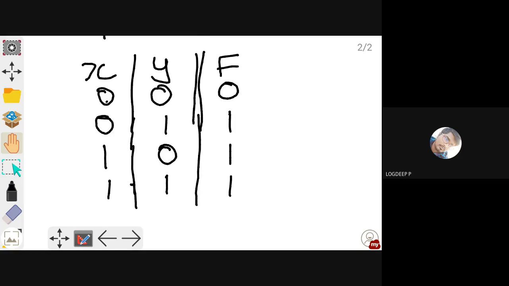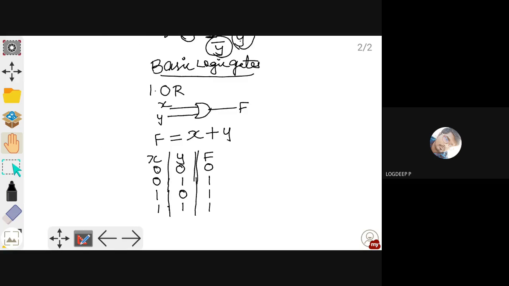Is it clear? For the OR gate, this is the logical diagram. F is equal to X plus Y is the logical function, and this is the truth table of the OR gate. If they ask you to draw the logical diagram, you have to draw this diagram. The logical expression, that is the Boolean function, is F is equal to X plus Y, and this is the truth table of the OR gate.